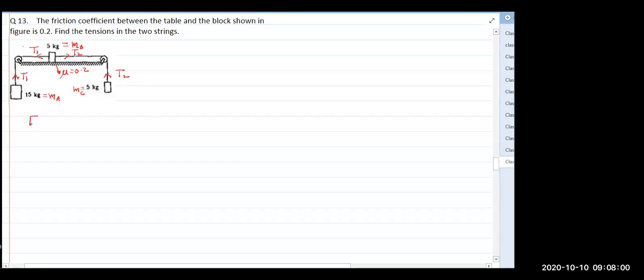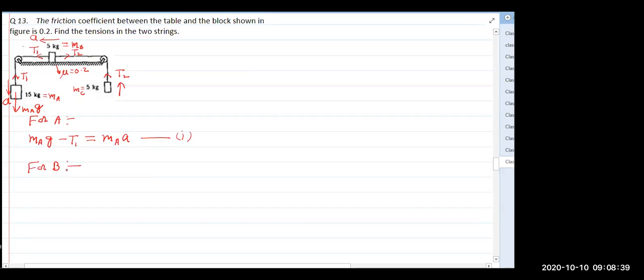So for A, the downward force is MAG, and the upward force is T1. So what will the net force be? MAG minus T1. That is the net force on this object. This will give acceleration, MA into A. All the three objects will have the same, common magnitude of acceleration. So we can write it like this. Similarly for B.